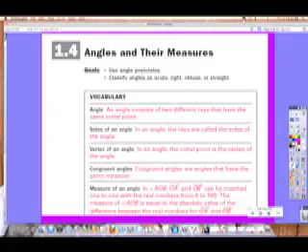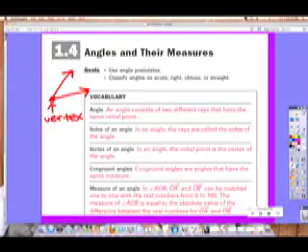So an angle always has a vertex. That's where it starts. And then it has a ray going one way. We've talked about rays. And a ray going another way. There you go. There's an angle. We're just adding in our vocab words that we've practiced.